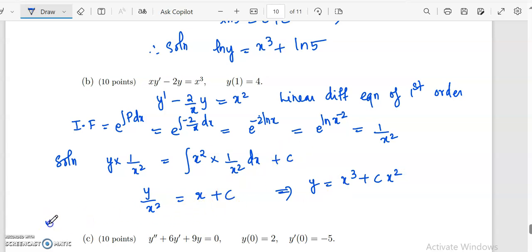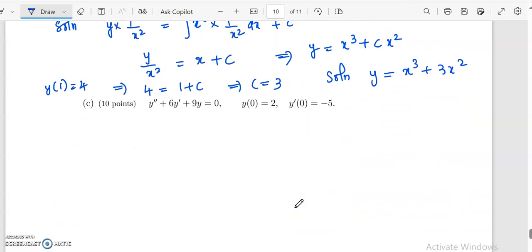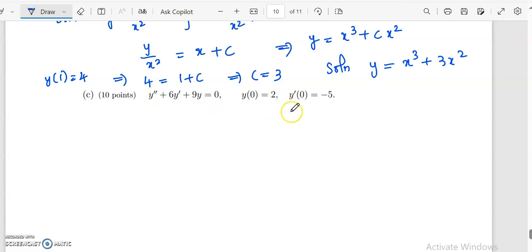Now we are given y at 1 equal to 4. So putting x equal to 1 and y equal to 4, we'll get 4 equal to 1 plus c. So c will be equal to 3. Therefore the required solution is y equal to x cube plus 3x square. So that will be the solution. And the next one, this is again a linear differential equation of second order with constant coefficients.